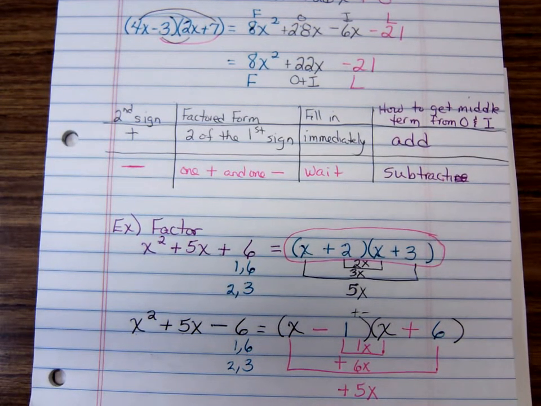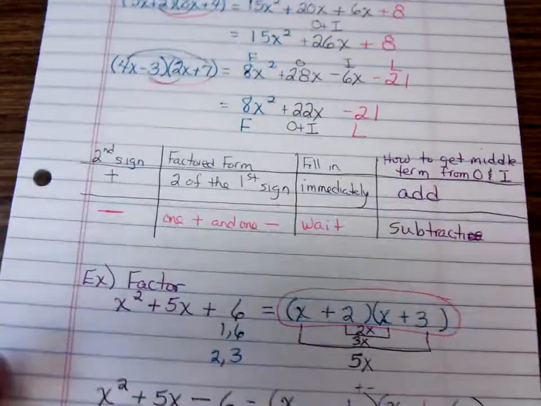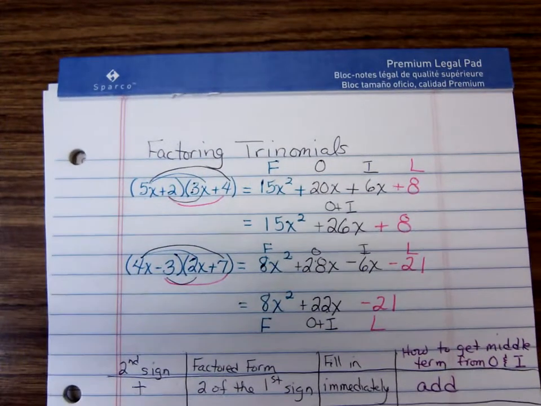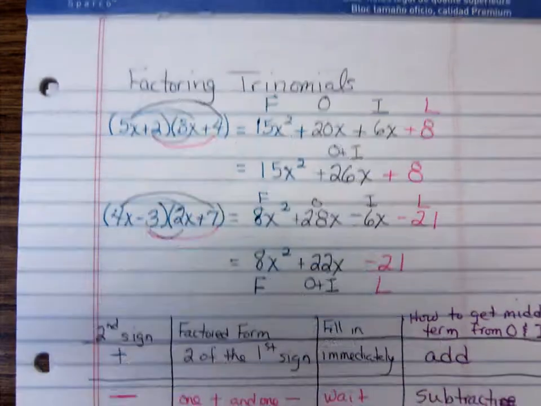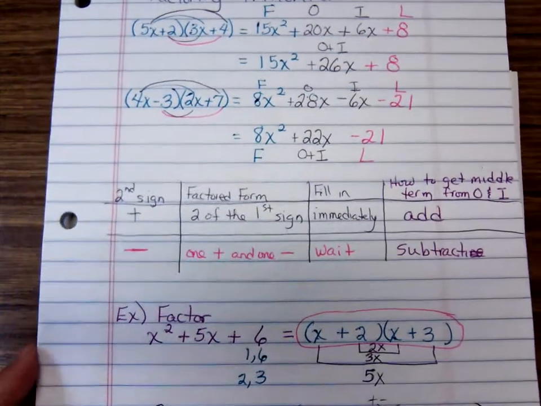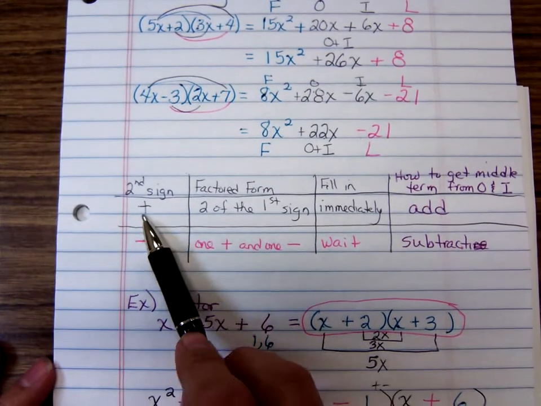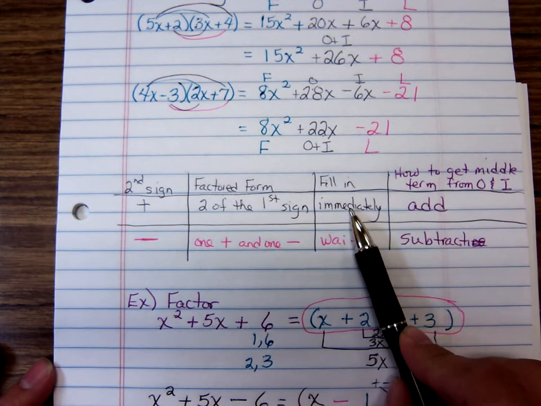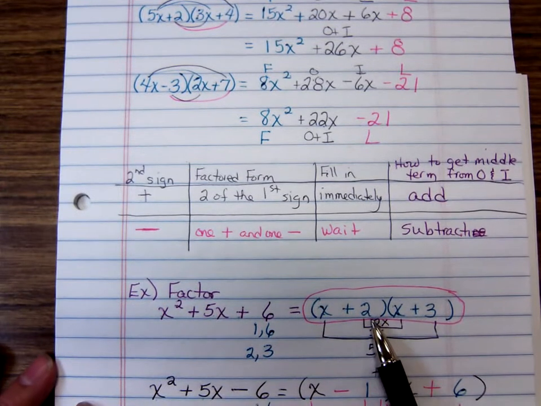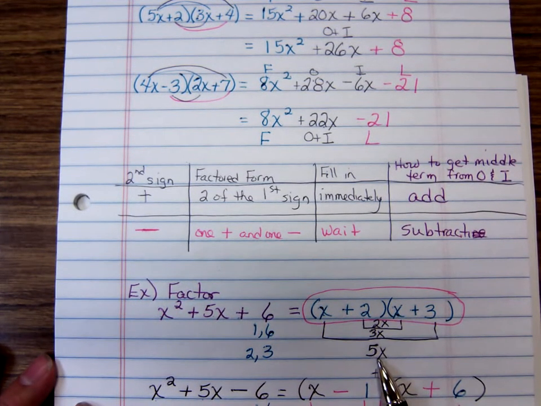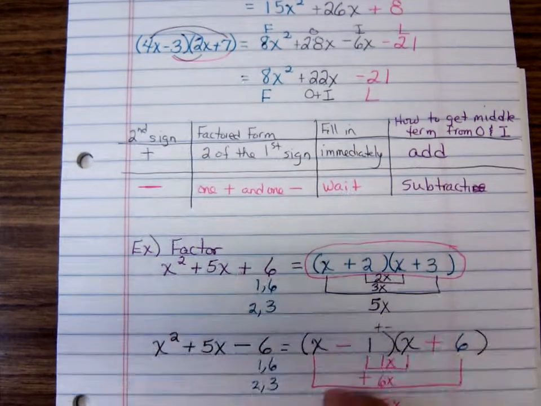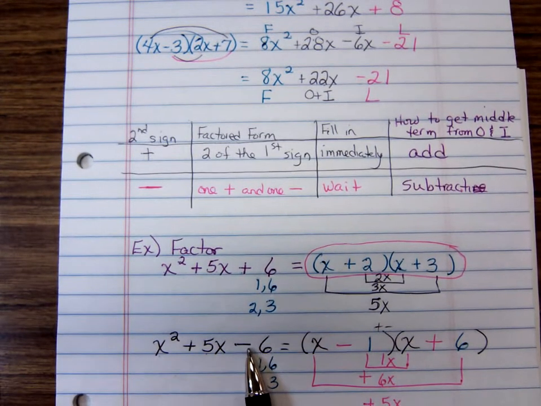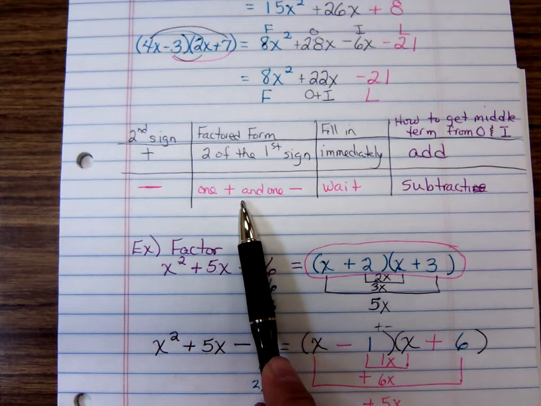Hello, this is Mr. Precella picking up with the second part of my factoring trinomials discussion, which we began a little while ago. And we've gotten up to deciding, okay, if the second sign is plus, the factor form is 2 of the first sign, fill it in immediately. You're going to have to add the outer and inner terms in order to get that middle term. If the second sign were minus, there's going to be 1 plus and 1 minus.